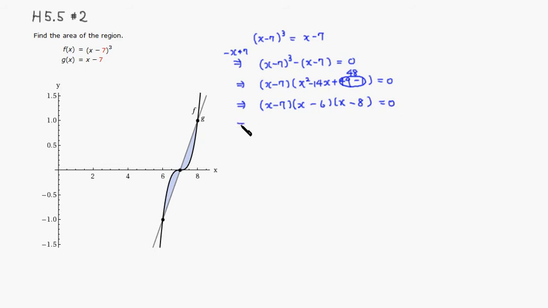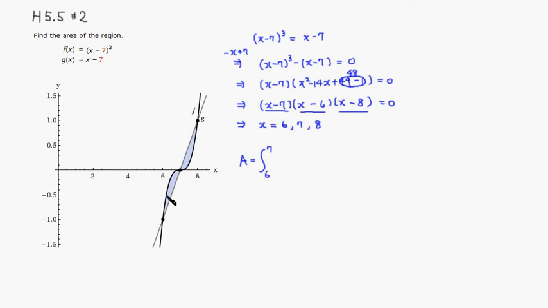So you can see that the points of intersection are going to be at x equals 6, x equals 7, and x equals 8. So what we can do is set up the integral for this area. The area is, from 6 to 7, the integral from 6 to 7.